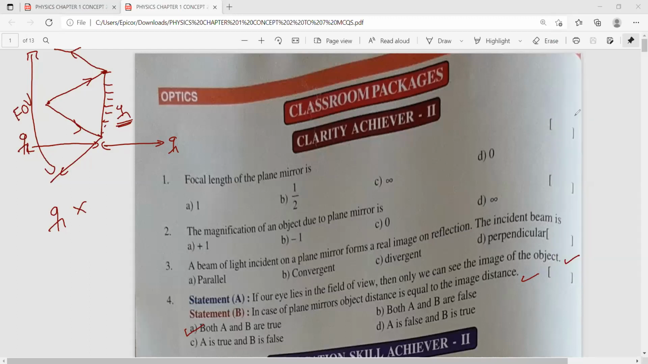So all these questions are clear. The first question is C, the second question is A and B, the third question is B, and the fourth one is again A. Okay, so I'll go for the next questions.